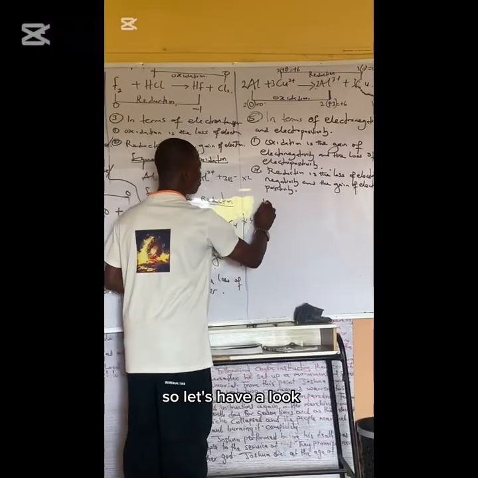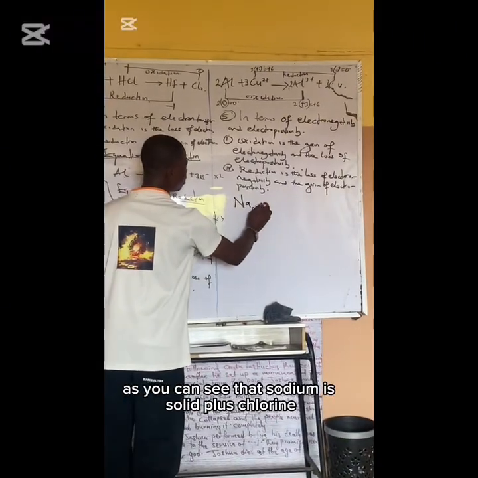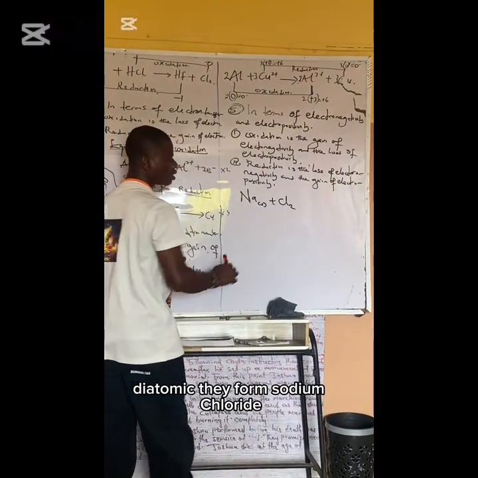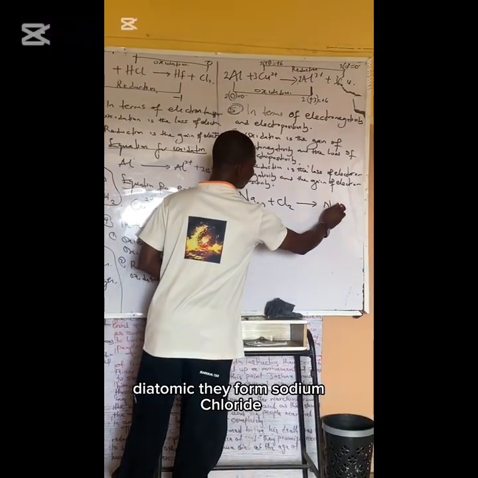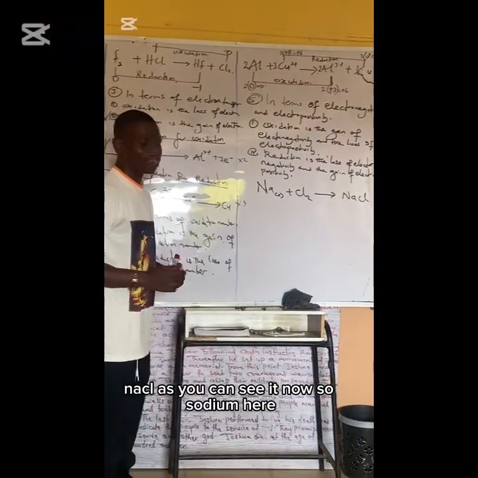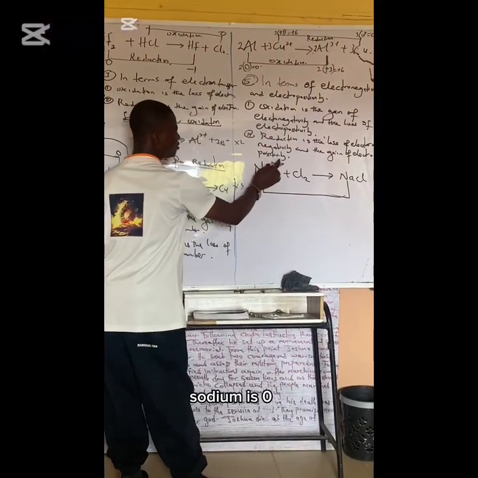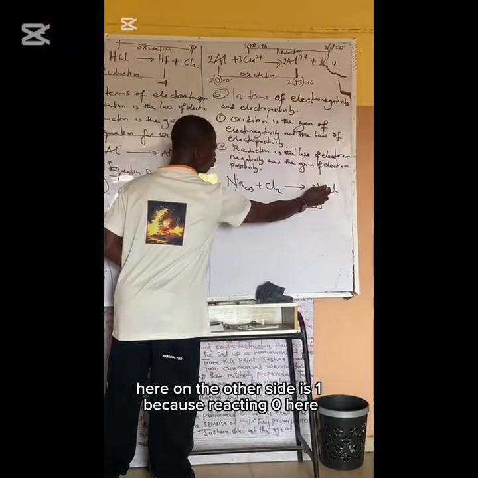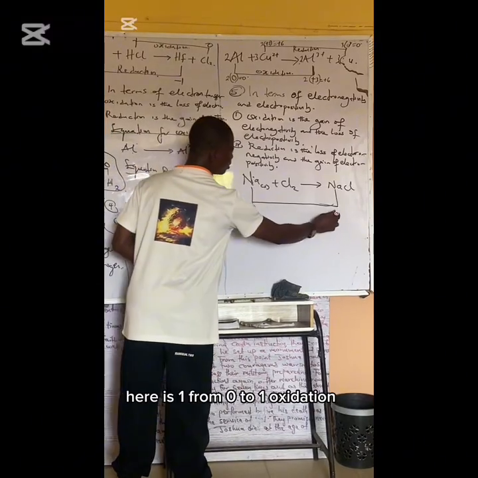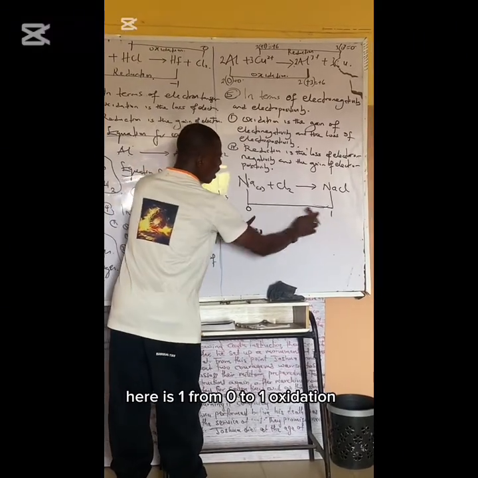So let's apply it. I can see that sodium solid plus chlorine diatomic form sodium chloride, NaCl. As you can see here now, sodium is 0 here. On the other side it is +1 because it is reacting. 0 here, +1 here. From 0 to +1, oxidation.